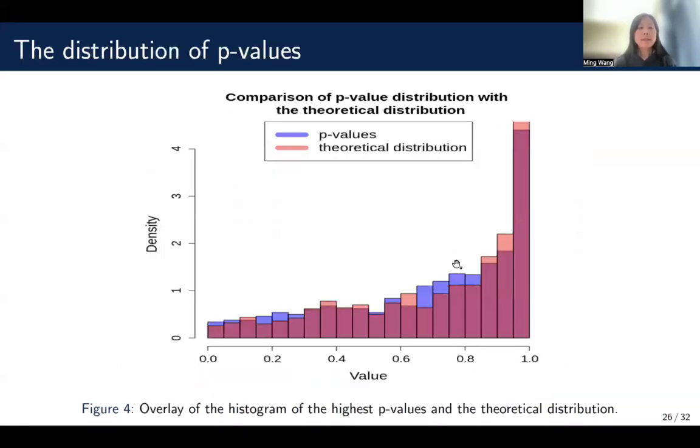At the end, we compared the distribution of the highest p-values and the theoretical distribution described in our proposition. We see the overlay of the histograms shows no big difference. Typically, they are the same distribution.